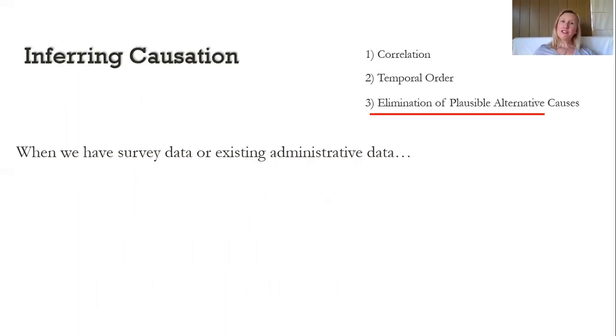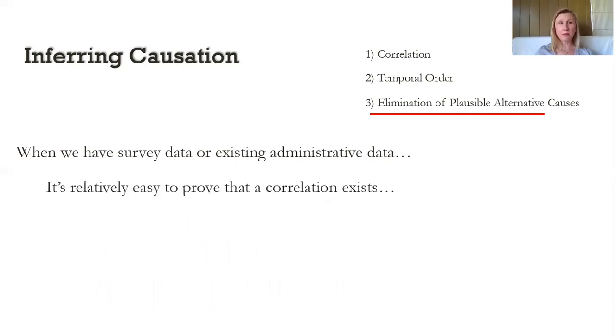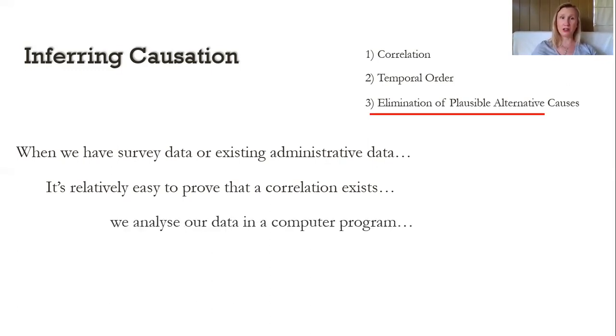Now, we might have survey data from running a survey, or we could have existing administrative data like from the QPS or from the Australian Bureau of Statistics. And it's easy using that data to prove that a correlation exists. We can pop it into a spreadsheet, put in some statistical software, run some functions on there, and it's not hard to determine that a relationship exists.